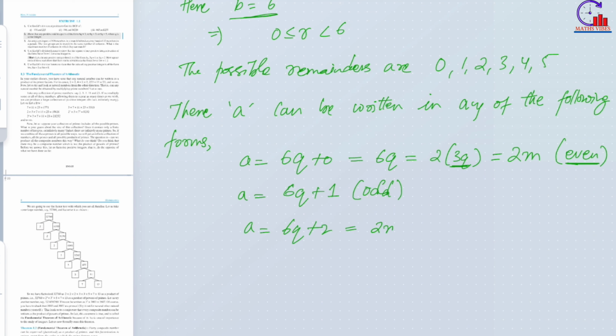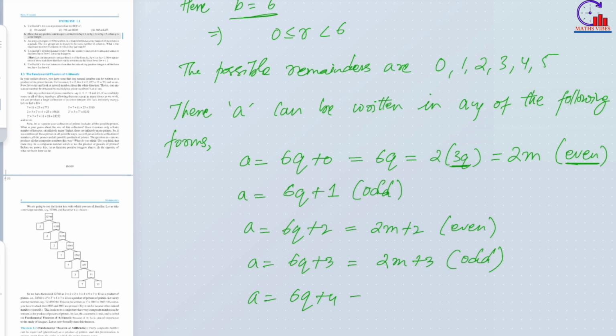I can write this as 2m plus 2. This will be the even number. Similarly, 6q plus 3. Here I am adding 3 to the even number. This will be odd.